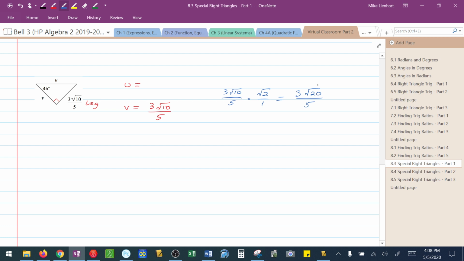However, I know that the square root of 20 I can simplify. So the square root of 20 is really 2 square root of 5. That tells me then this is 6 square root of 5 over 5, and that's my missing hypotenuse. 6 square root of 5 over 5.